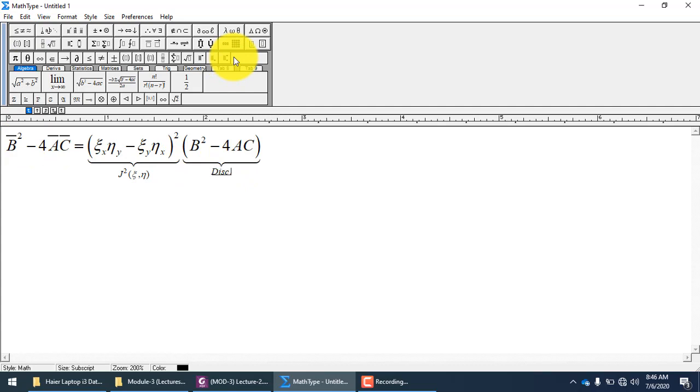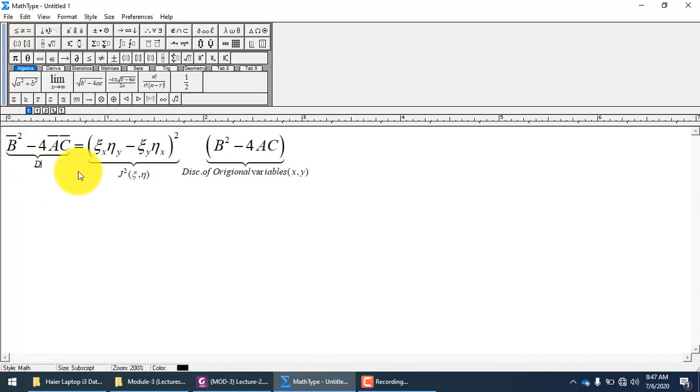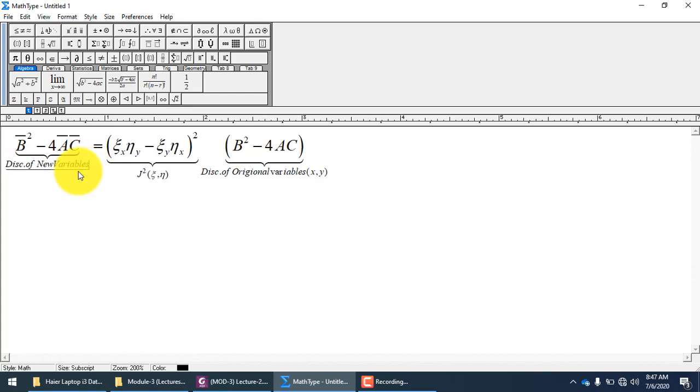I am writing in short which means discriminant of the original variables, meaning x and y, when you had the standard variables x y. So now this is known as discriminant with new transformation, or you can say discriminant of new variables, which are xi and eta, you know that.